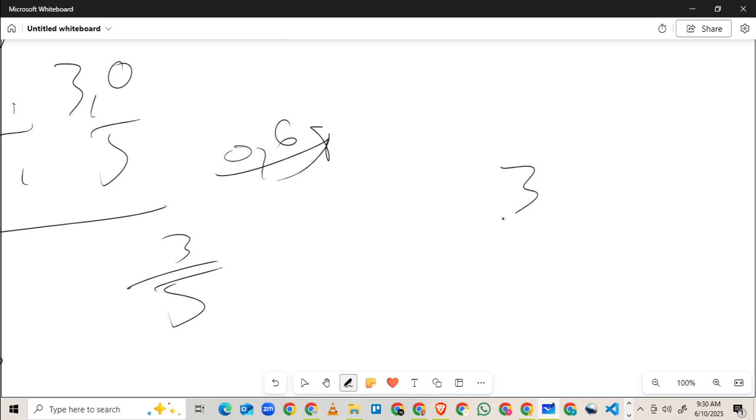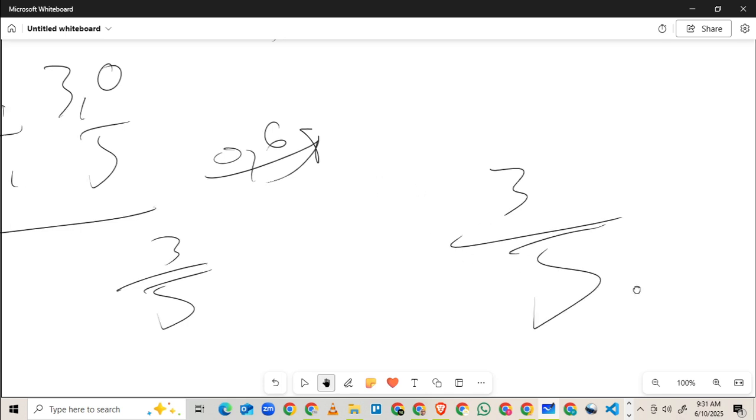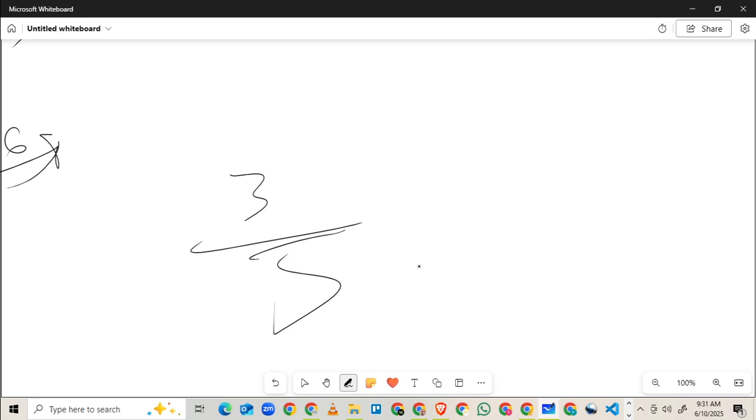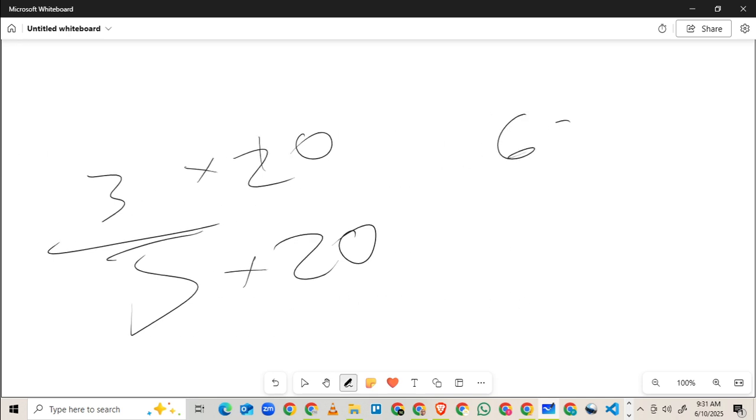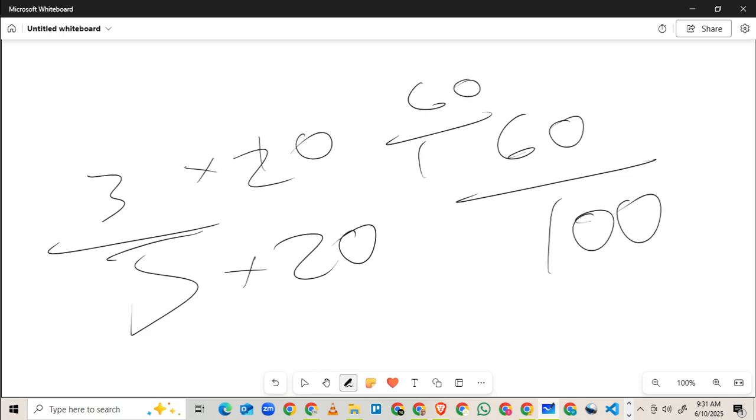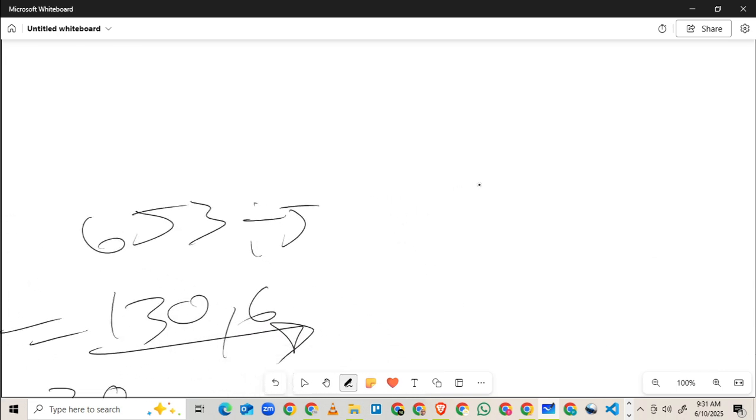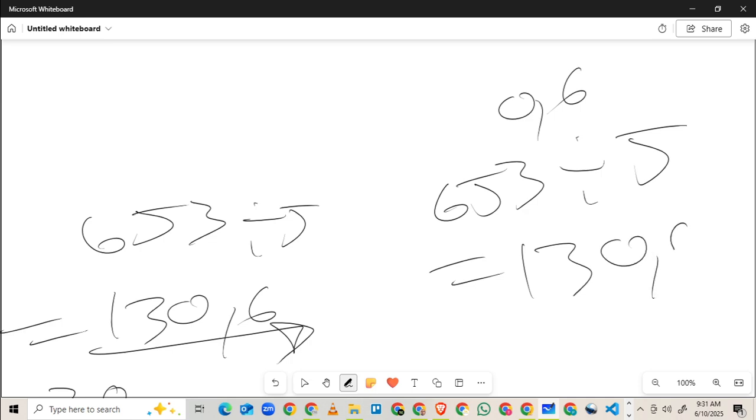So it's 3 divided by 5. Let me find a better way, guys, to explain this. Let's make this into 100. So times 20, times 20. I'm doing equivalent fractions. So that's 60 over 100, right? As you can see, 60 over 100 is 0.6, which makes sense, right? I'll turn this into an equivalent fraction. So that's how I got the 0.6. So 653 divided by 5 is equal to 130.6, right?